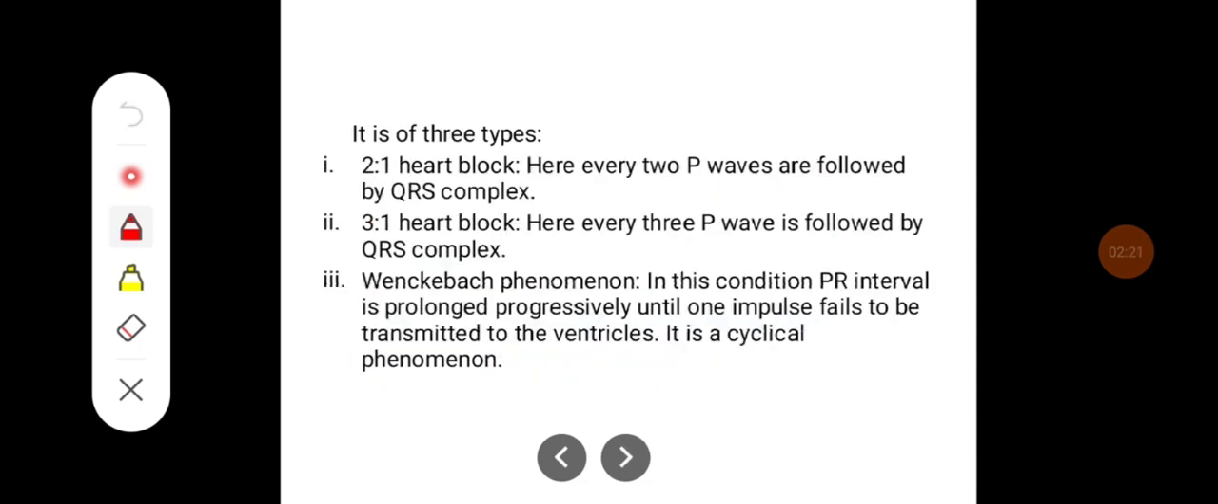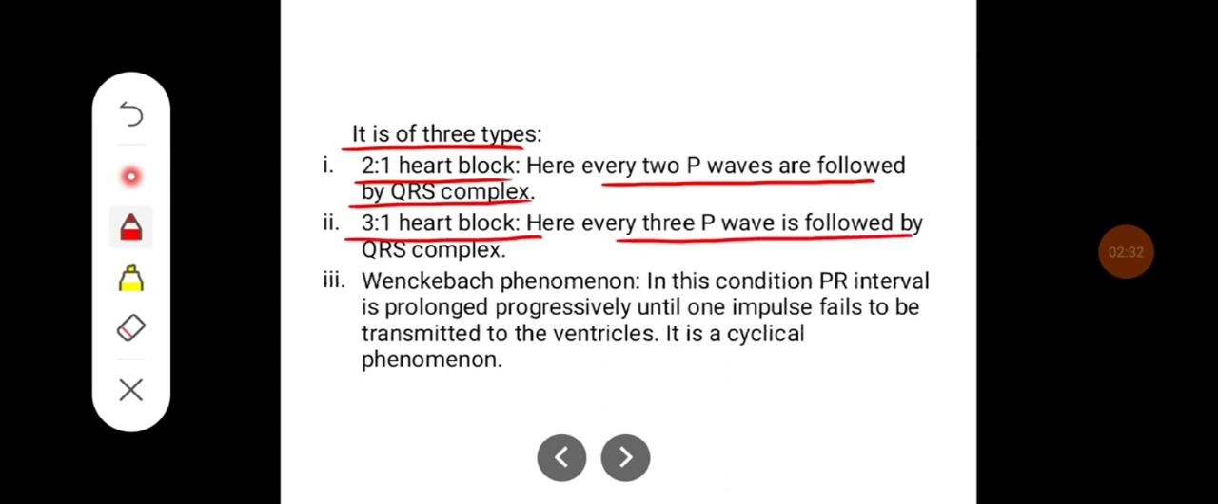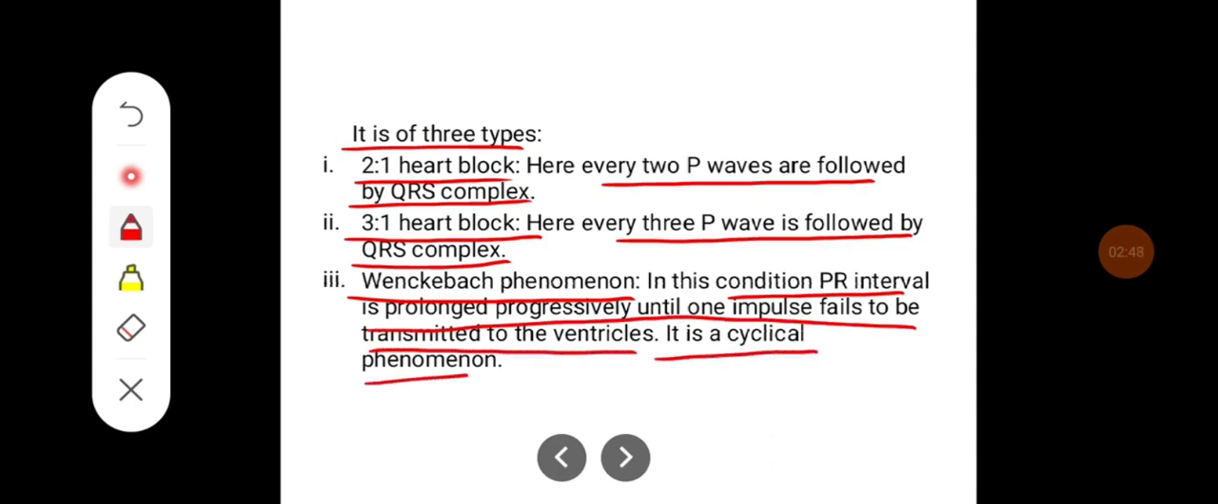All QRS complexes are preceded by P waves, but all the P waves are not followed by QRS complexes. It is of two types, the first being 2:1 heart block. Here every 2 P waves are followed by a QRS complex. In 3:1 heart block, every 3 P waves are followed by a QRS complex. And in the Wenckebach phenomenon, the PR interval is prolonged progressively until one impulse fails to be transmitted to the ventricles, and it is a cyclical phenomenon.